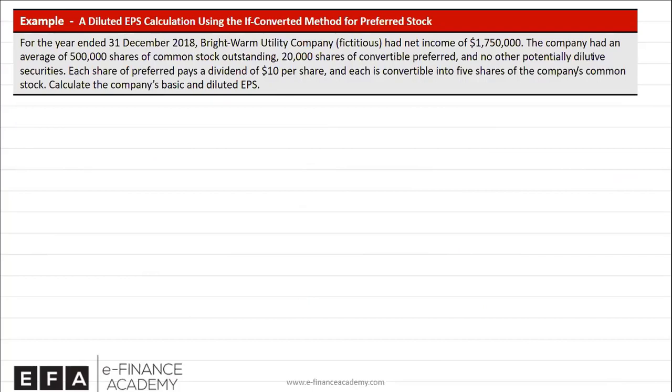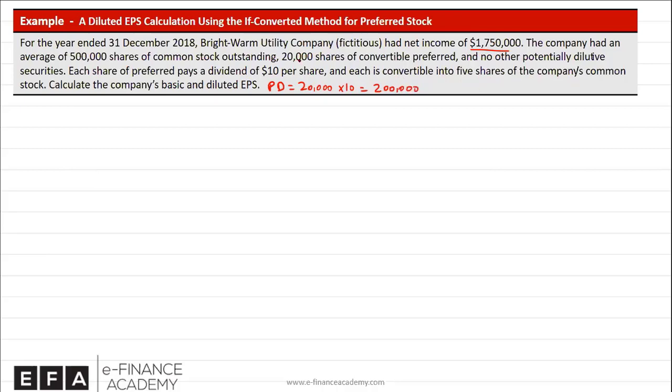It says, for the year ended 31st December 2018, Bright Warm Utility Company had net income of 1.75 million. The company had an average of 500,000 shares of common stock outstanding, 20,000 shares of convertible preferred, and no other potentially dilutive securities. Each share of preferred pays a dividend of $10 per share. So 20,000 times 10, that means the preferred dividend is 200,000.